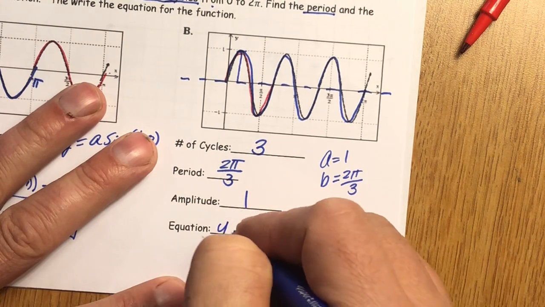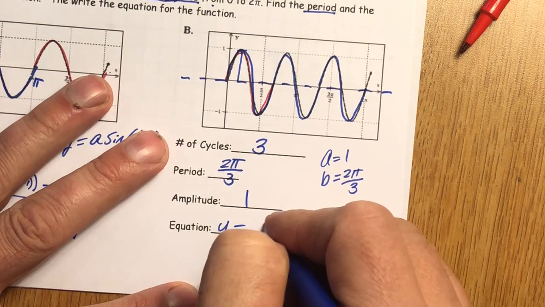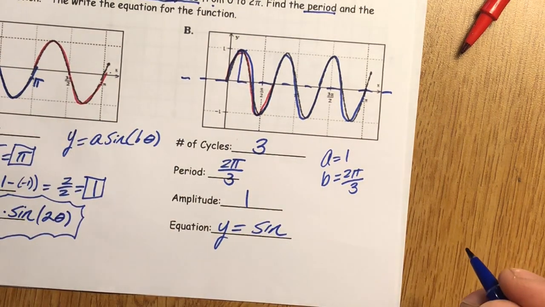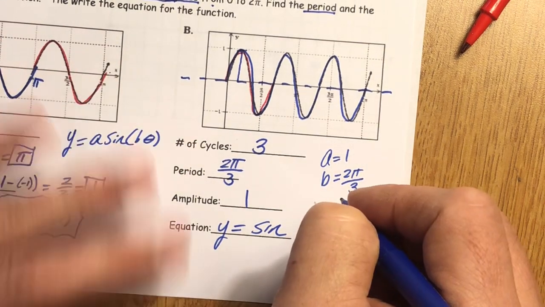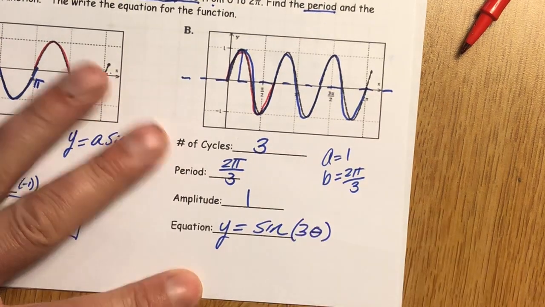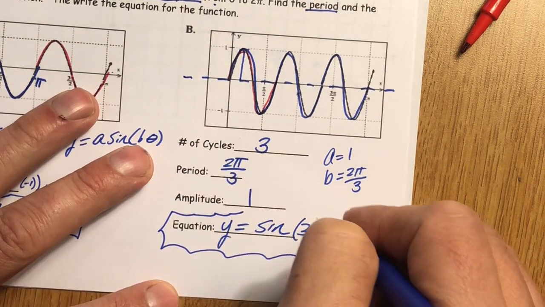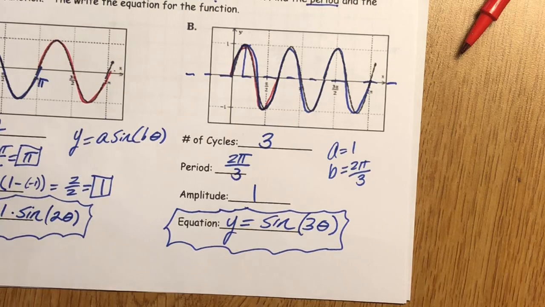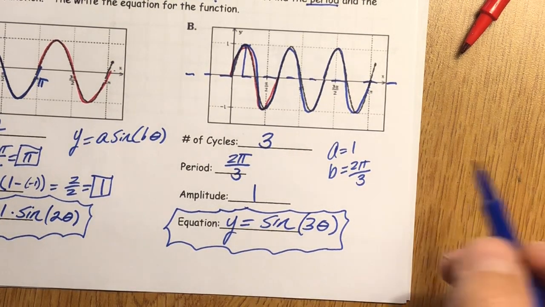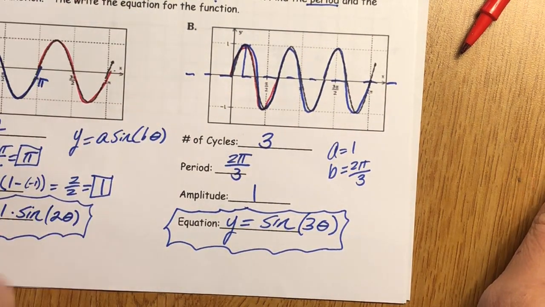So here we go. So y equals, again, I don't have to put the 1 there, so I'm going to put sine. And the B value is 3 and theta. Okay. And there's my equation. All right. And I'll show you in the next set of videos how to check this on your calculator. Okay?